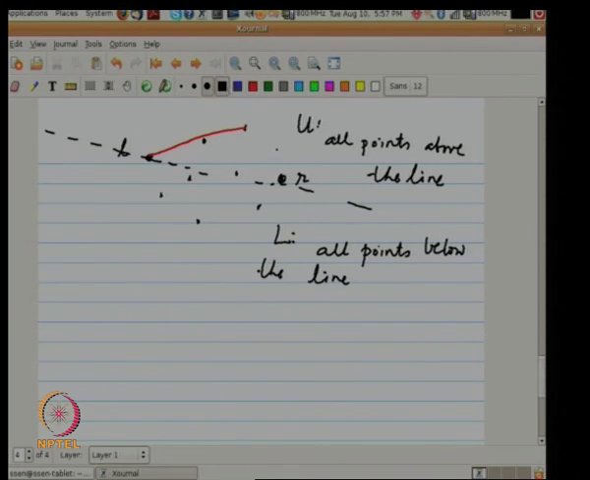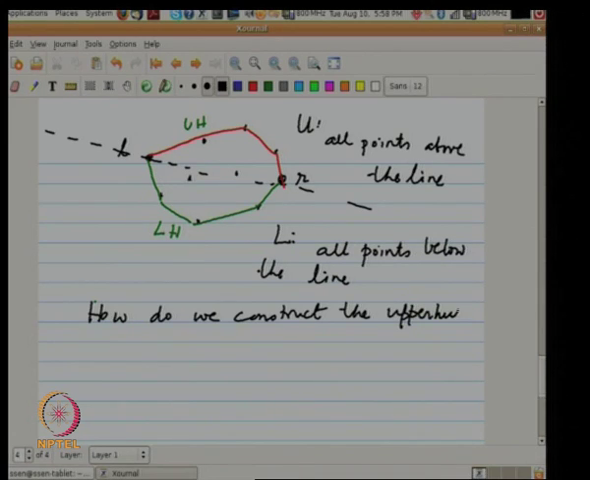Okay, so, let me have some more points. So, this is my upper hull, and the part below the boundary in green is the lower hull. So, this is my upper hull, this is my lower hull. Now, why have we defined this? We can identify the leftmost and the rightmost point in linear time, and separate out these two subsets L and U, and we will just describe the algorithm for the upper hull, and for the lower hull it will be an identical, analogous algorithm. So, we will only focus on constructing the upper hull. That is what we are going to focus on.